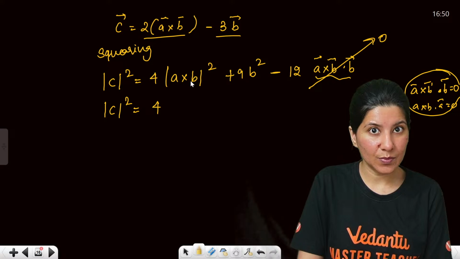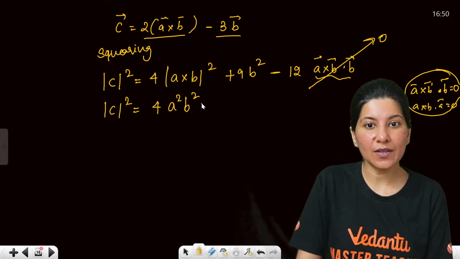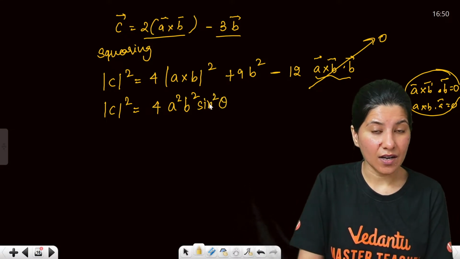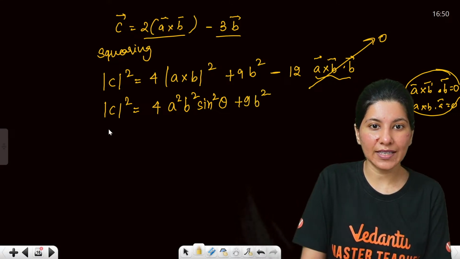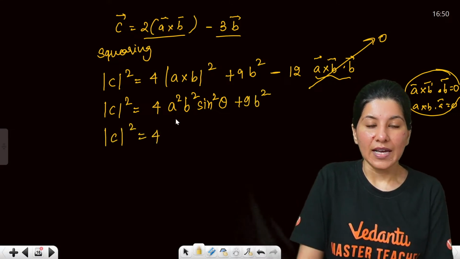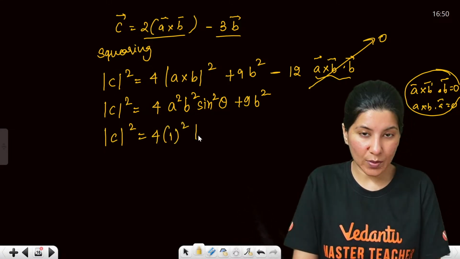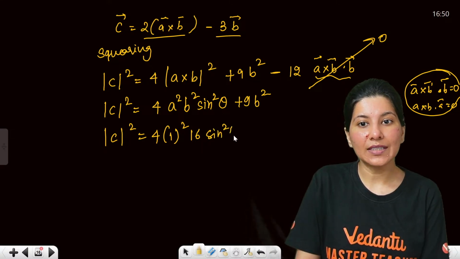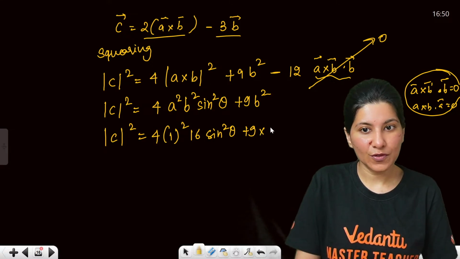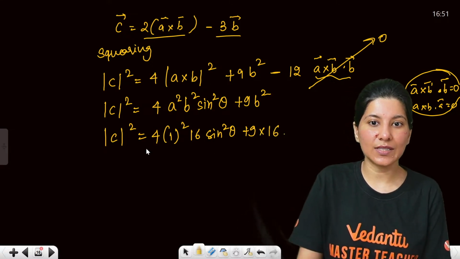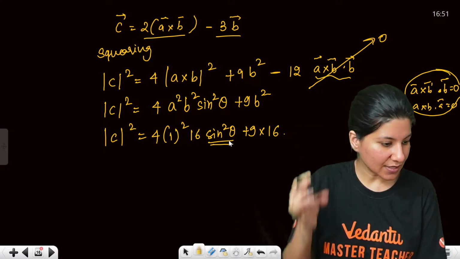So now C square is equal to 4 times |A cross B| square, which is A square B square sine square theta, where I am assuming theta is the angle between A and B, plus 9B square. Now C square is 4. A is a unit vector, so A square is 1. B square is 4 square, 16. Sine square theta plus 9B square. B square is again 16. Now we are looking for sine square theta. How will we get this sine square theta?